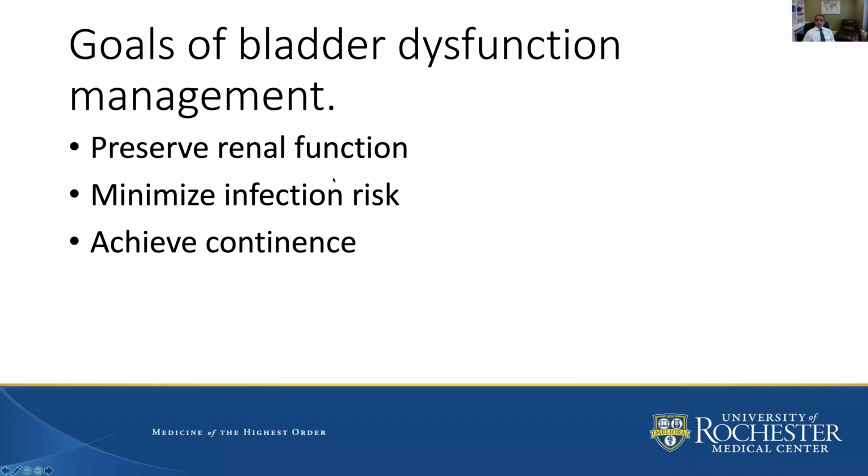So in terms of management, what are your goals? There are 3 basic goals when you manage those kids with neurogenic bladder. You want to preserve the renal function, you want to minimize the infection risk in these kids, and achieve continence. The first 2 are very important. Continence, sometimes these kids are incontinent since childhood. It may not be very important for them.